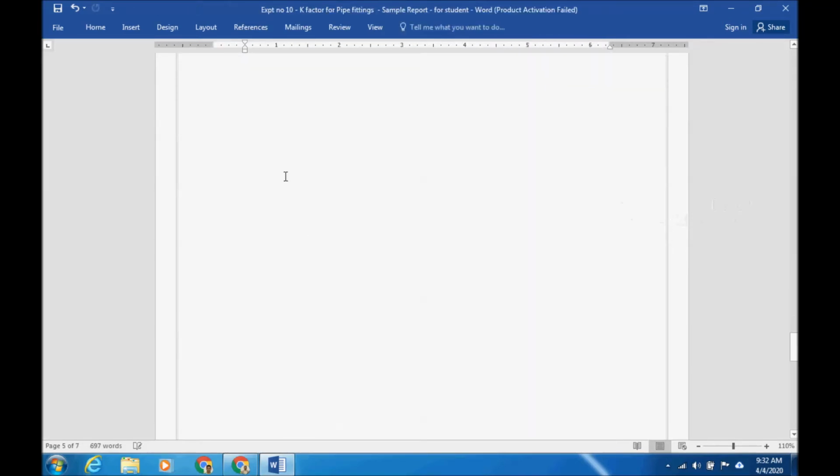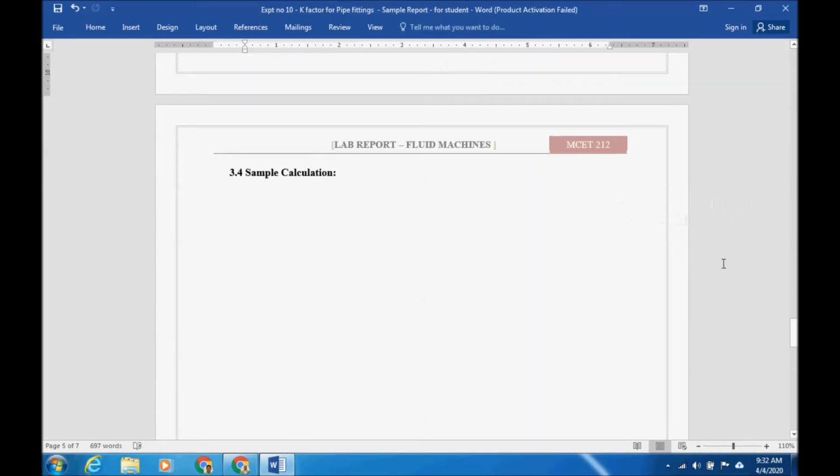Now for the sample calculation I told you, h of hg is equal to h1 minus h2. Write the value with unit and write the answer. Don't write the answer directly. Number 2, water head: write a description, don't write only the formula. So water head is equal to hw, first formula, put value, get answer. Number 3, discharge is volume by time. So you know volume, you know time, you can calculate.